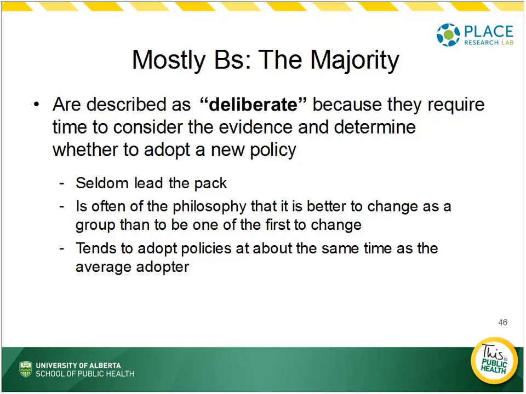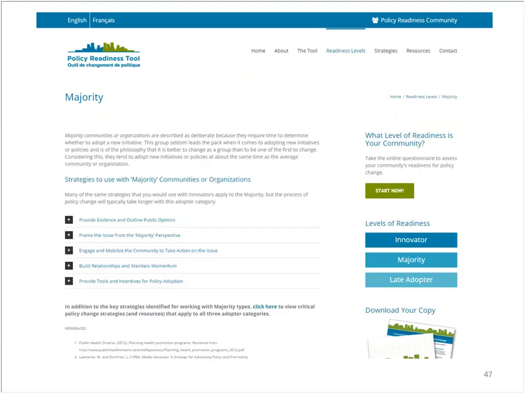Majority adopters tend to adopt policies at about the same time as the average adopter. So you'll have some earlier and some later, but they all constitute this large influx of adopters. As I showed you with the innovators, here's a sample of what the majority page would look like. You'll see that the headings are very similar to those used with innovators, but when you unpack them, the specific strategies underneath each heading have been adapted to work with a majority.